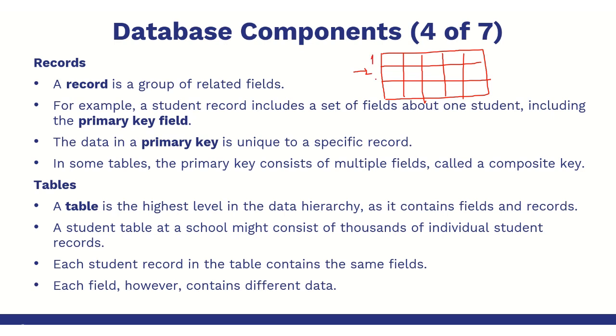Let's say this table contains three records, 1, 2, and 3. So it has three different rows, 1, 2, and 3, and it contains different records. And each column represents a field in the database table. A student record includes a set of fields about one student, including the primary key field.